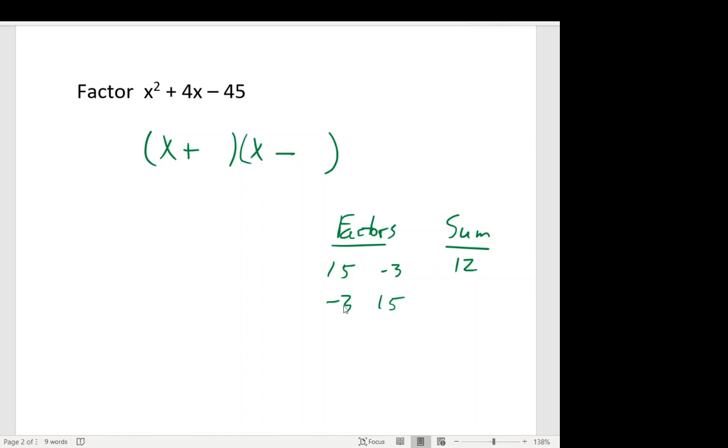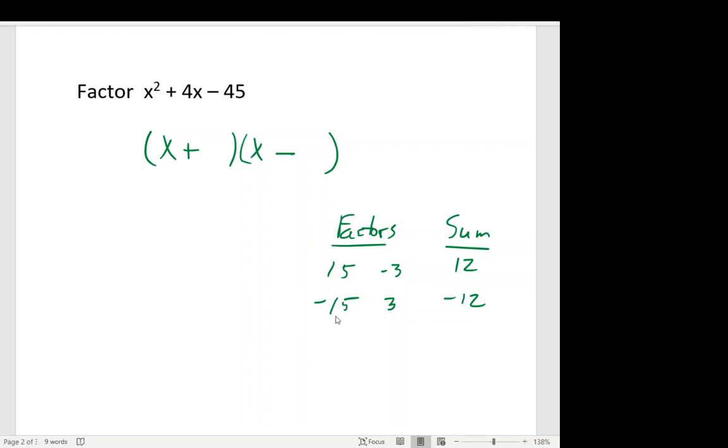No, that should be, that's the same thing. Let's change the signs. Let's make this negative 15 and that positive 3. So that still gives us negative 45, but now do you see the sum would be negative 12? That still doesn't give you the 4. So think about now, what are other factors of negative 45?